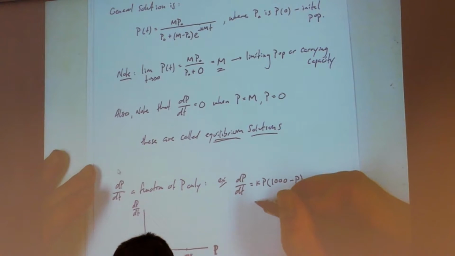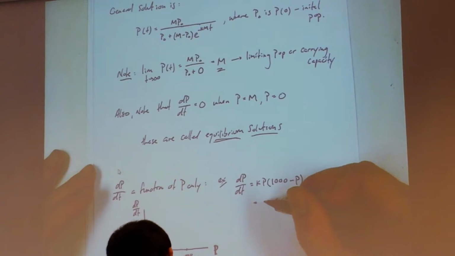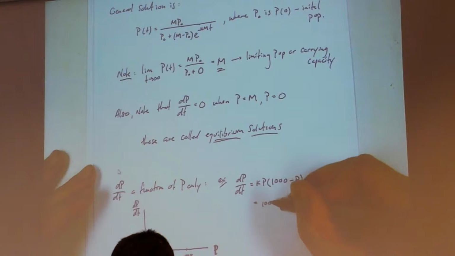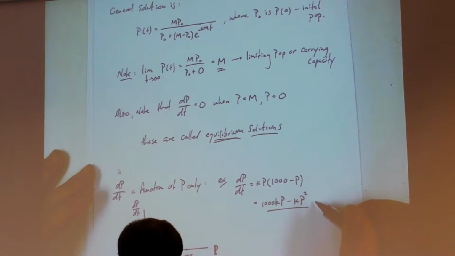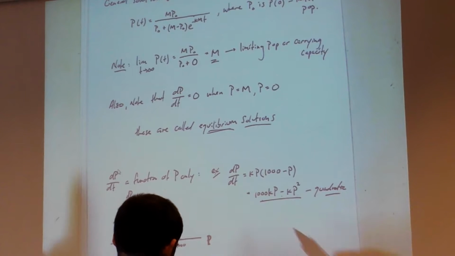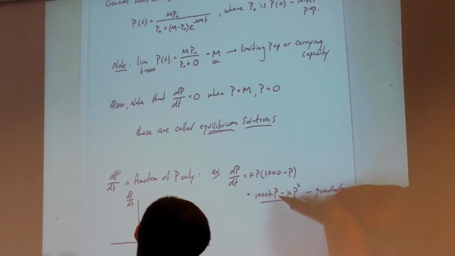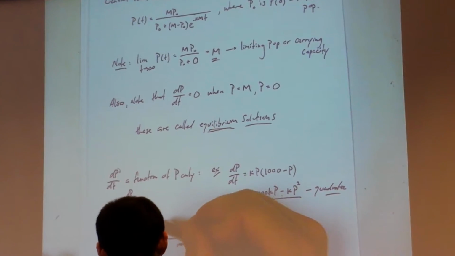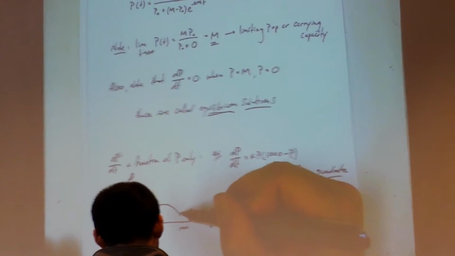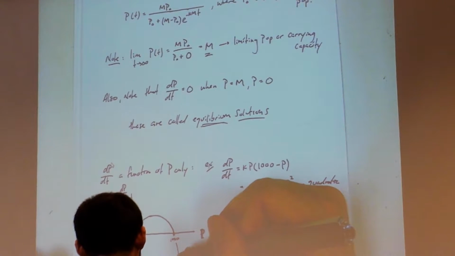Right? If we multiplied this out, it would be 1,000 kp minus kp squared. It is quadratic in p, an upside down quadratic. So dp dt goes through 0 at p equals 0 and p equals 1,000. And this is what it would look like. Something like this. Right?